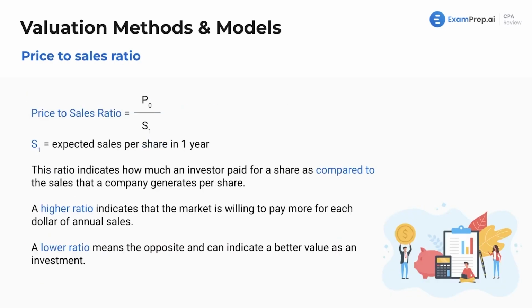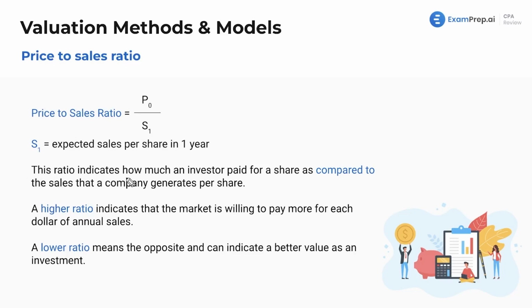Price to sales ratio, as the name suggests, it's price divided by sales. And we have the stock price divided by expected sales per share in year one. This is per share. Apples to apples. So this is price per share and sales per share. Wow, that was a little brain fart right there.